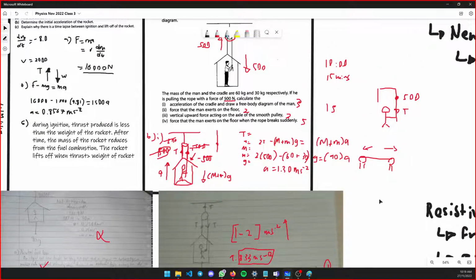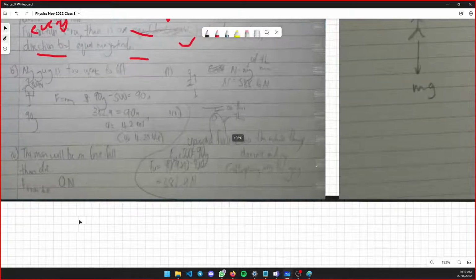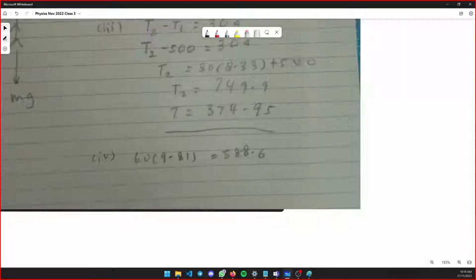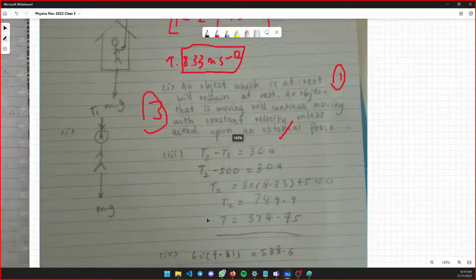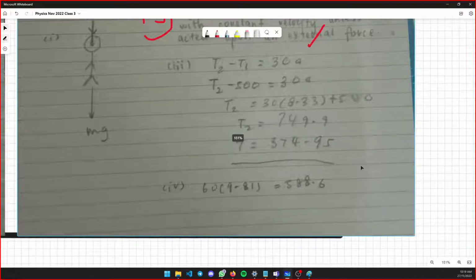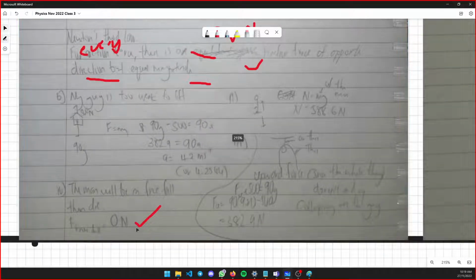You actually got that right? Yep. I actually got that right out of guessing. 0 newtons. Okay, good job. Did you attempt the last question, Thalini? No. Oh, okay, never mind. That's a good job.